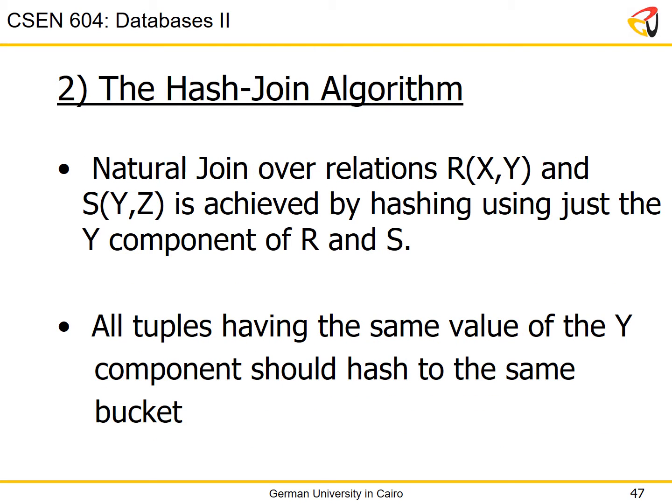Now, another example of a hash-based algorithm is the hash join, which is an algorithm used to join two tables on a common column. In this example, we are trying to join two tables, R and S. R has two columns X and Y, and S has two columns Y and Z. Obviously, Y is the common column. Now recall that the join operation means you would like to include in the result set all rows where the Y value is the same in R and S.